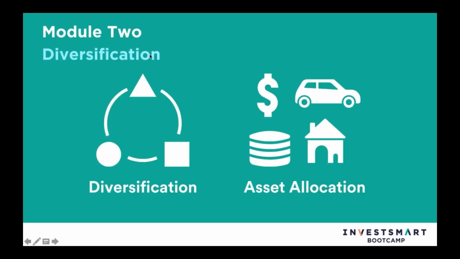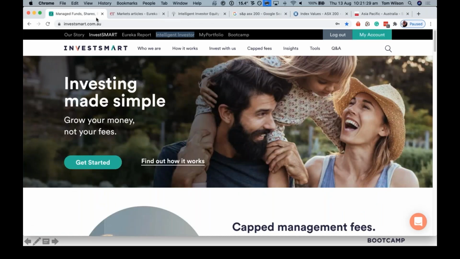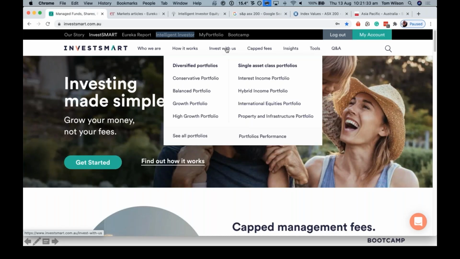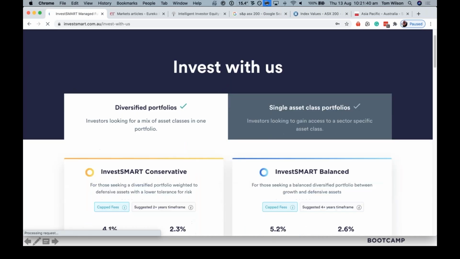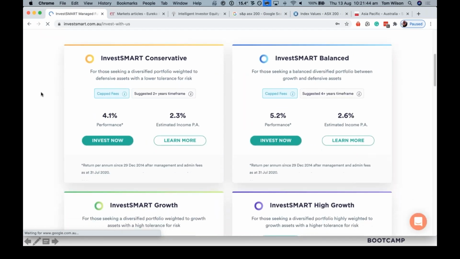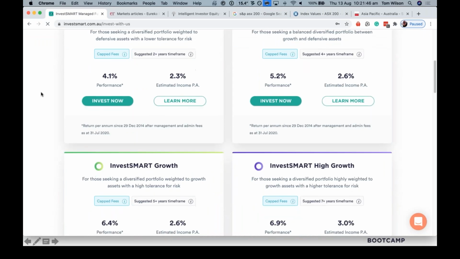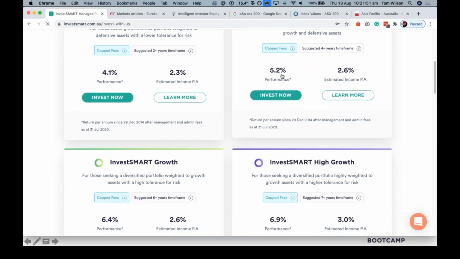So what I'll quickly do, just to give it some context, is show you what I was talking about. On the InvestSMART website, you've got Invest With Us and you've got diversified portfolios. I'm just going to click on Invest With Us just to give you an idea here. So these are the 4 that I was talking about there. And it is quite easy to get, I guess, persuaded by just looking at the performance.